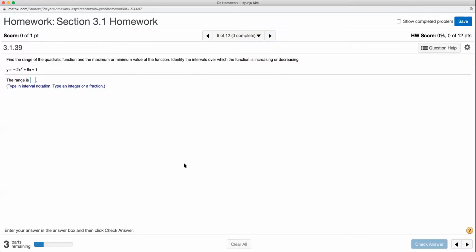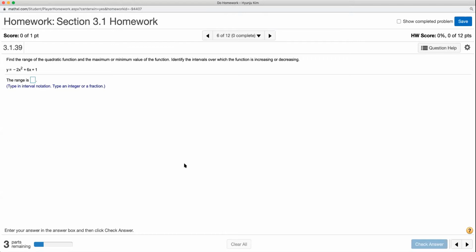Okay, so this problem asks you to find all the information about the quadratic function: domain, range, maximum, minimum, and the intervals where the function is increasing and decreasing, right? To figure them out, we need to find the vertex first. Finding the vertex is really important. If you get the vertex wrong, then you're going to get the other information wrong. So please make sure that you get the right vertex value.